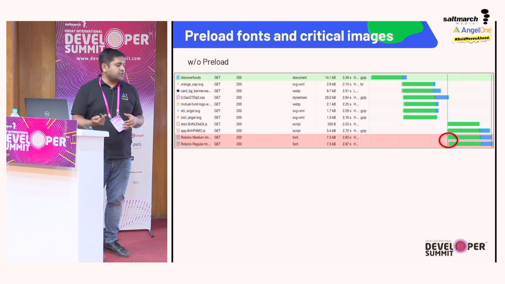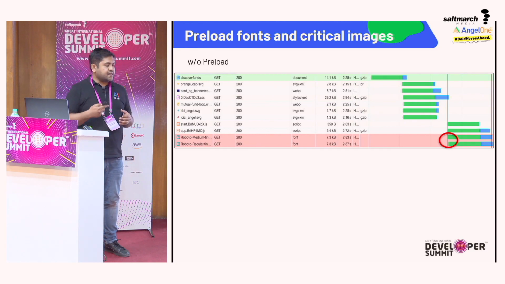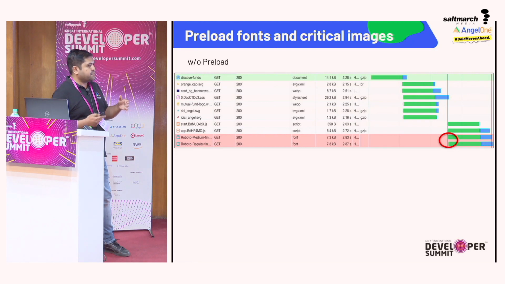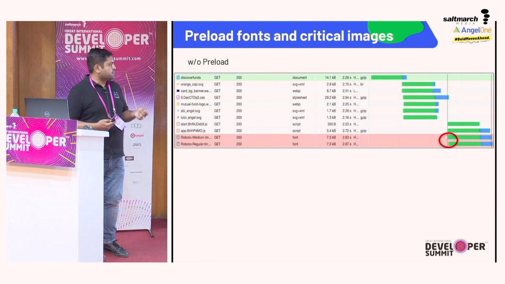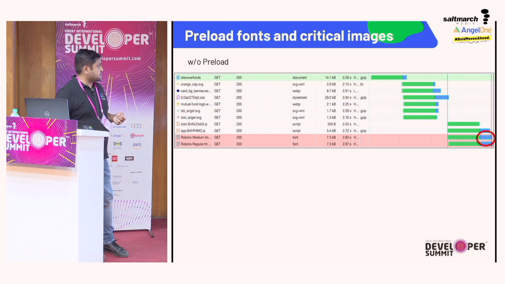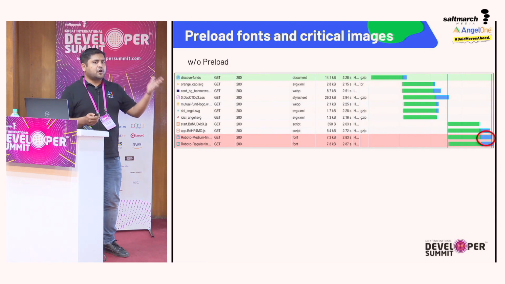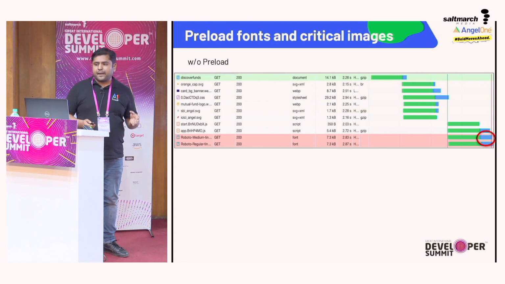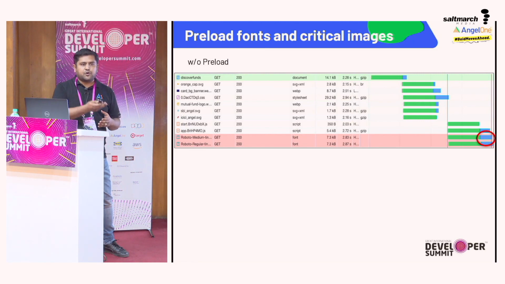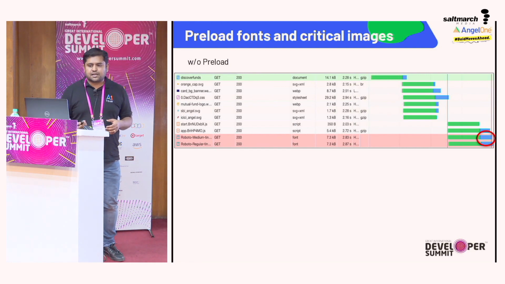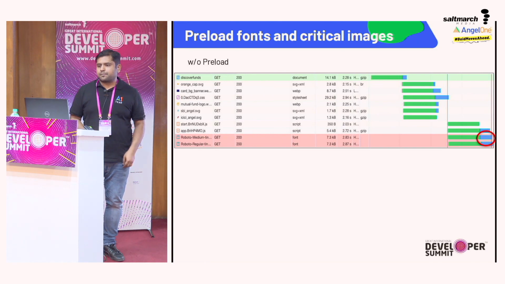Now, depending upon how you are importing the fonts, there are different options. By default, fonts are render blocking, but you can make them non-render blocking. With render blocking, we know you won't be seeing any text. With non-render blocking, the problem is that between the time your CSS or your font is getting loaded, the browser will fall back to a system default font. And once your font is loaded, it will apply your font on top of that. In this case, your user will see a flash of unstyled text, which won't be a good user experience.